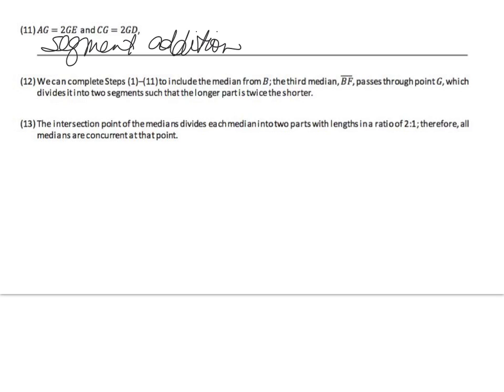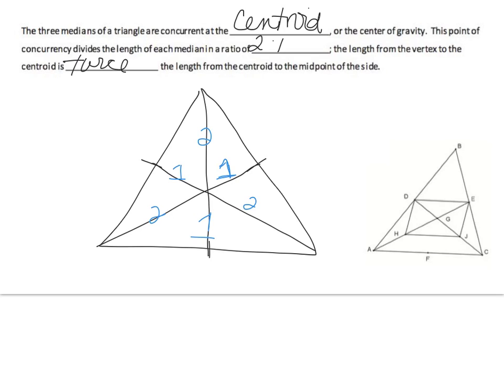We said when we started this discussion that the length of the median from the vertex to the centroid is twice the length from the centroid to the midpoint of the side. So we just proved that, and here we have a ratio of 2 to 1. The intersection point of the medians divides each median into 2 parts with lengths of a ratio 2 to 1. Therefore, all medians are concurrent at that point. Three medians of a triangle are concurrent at the centroid, or the center of gravity.